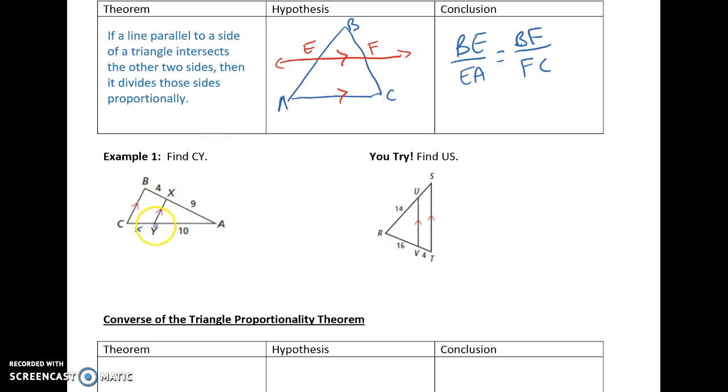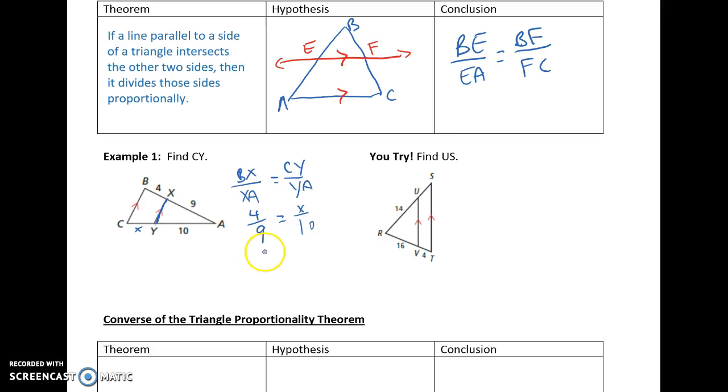Well, remember, the piece in the middle, this XY, that's splitting this larger triangle ABC into two pieces, also splits the sides proportionally. So I would know that BX over XA is equal to CY over YA, right? And then I can just solve the proportion. So 4 over 9. Notice I'm not adding 4 plus 9 here because I'm not comparing the whole side to one part. I want to go part to part. Okay, so 4 over 9 is equal to x over 10.